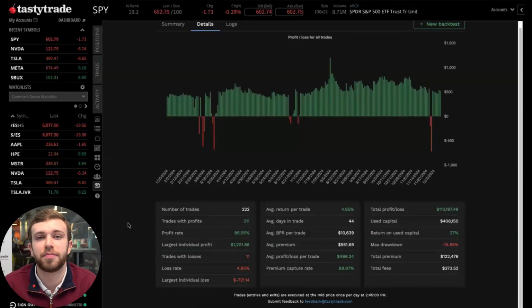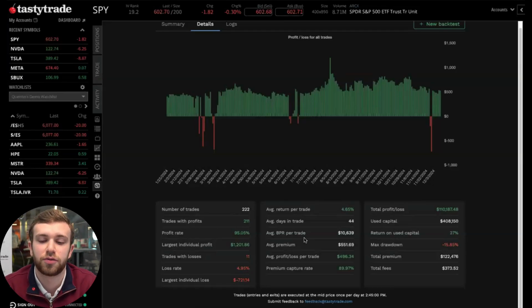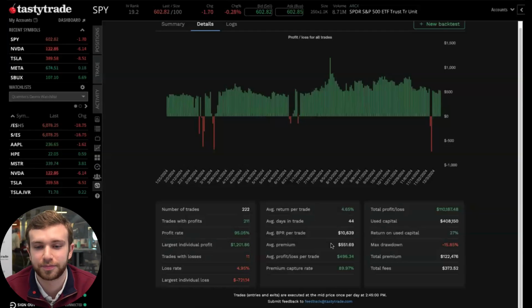A couple of my favorite metrics to look at here would be the average buying power per trade, because let's say you want to enter it every day in the backtest just to smooth out the profit and loss graph a little bit, but you want to see realistically how many of these you can have on. So for example, over this time frame, the average buying power of a 30 delta naked put in SPY would be around $10,000, around 10,500. And this would show the average premium as well. Those are my two favorite metrics to look at to really see how you can make this strategy fit for your account.